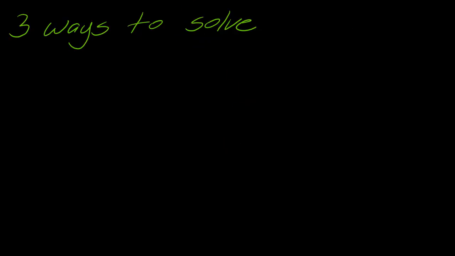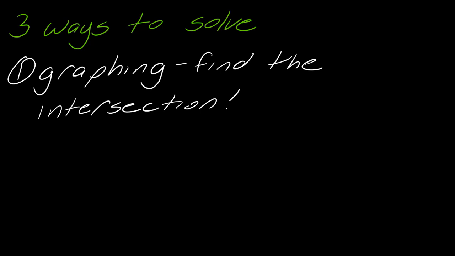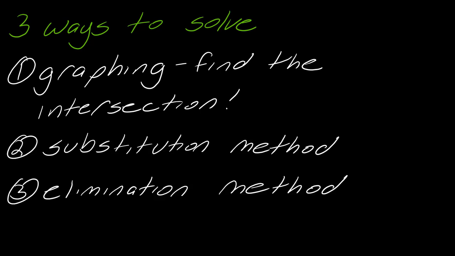So there are three ways to solve systems of linear equations. The first way is by graphing, which is typically where you find the intersection. Then there is the substitution method, and then there is the elimination method. I am going to go through all three of these very quickly in this video. I assume that you've probably seen this at some time, but you just needed to fill in the details. So let's get into this.